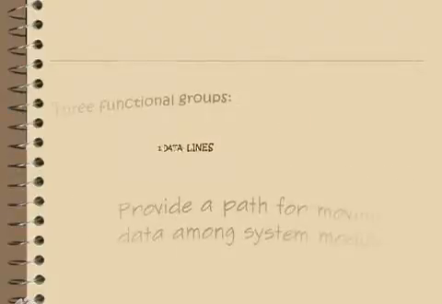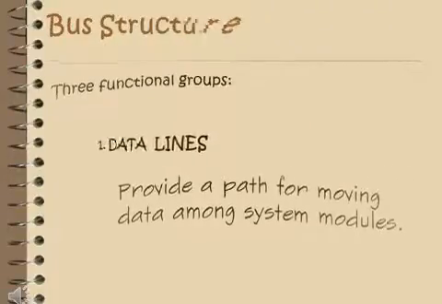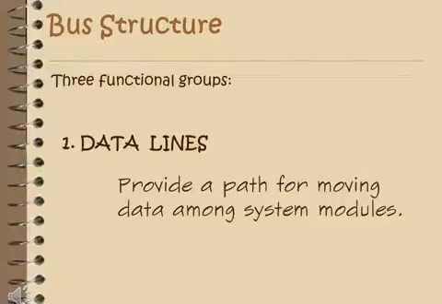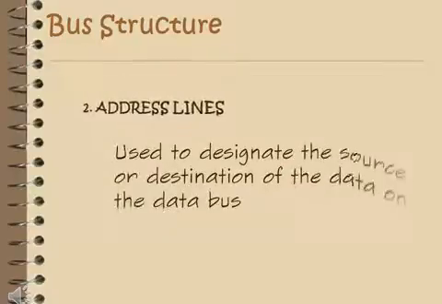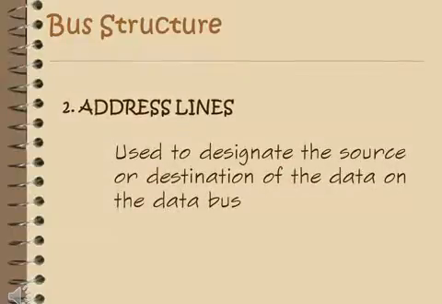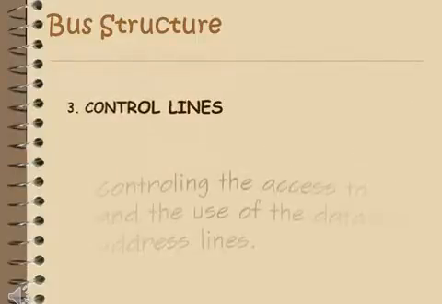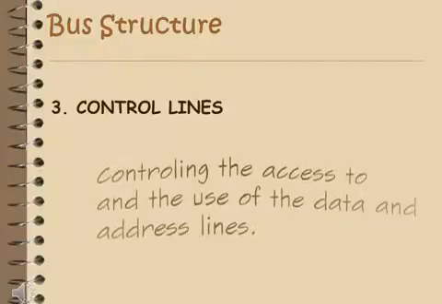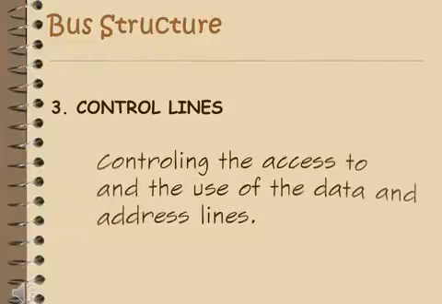Bus structure. Three functional groups. Data lines provide a path for moving data among system modules. Address lines are used to designate the source or destination of the data on the data bus. Control lines control the access to and the use of the data and address lines.